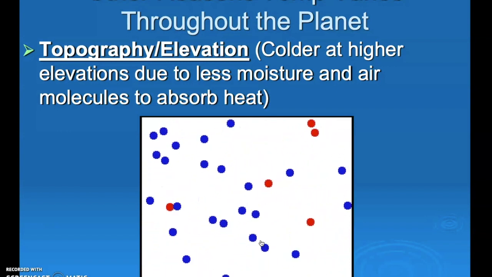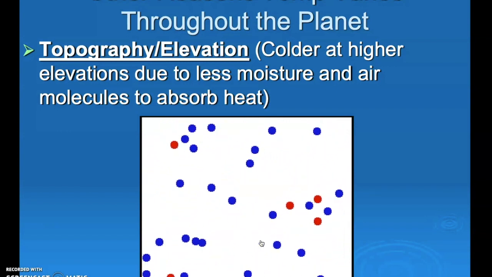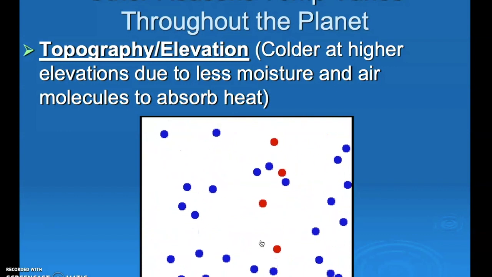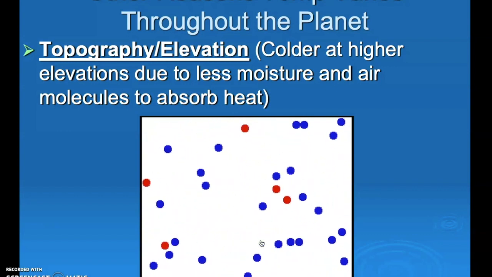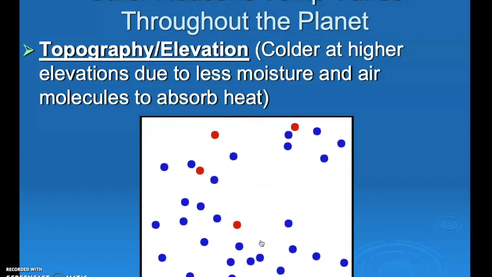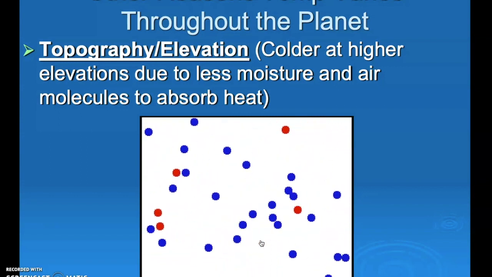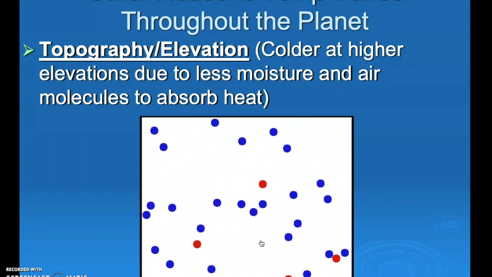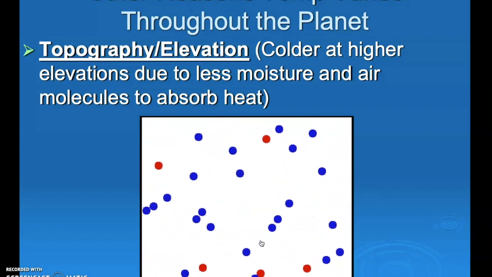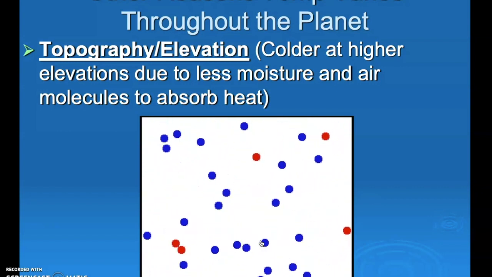And the less molecules there are, the less heat that is absorbed, and also those gas molecules can hold moisture, so the less gas molecules there are, the less moisture that can be held in the atmosphere, and that keeps it cooler.